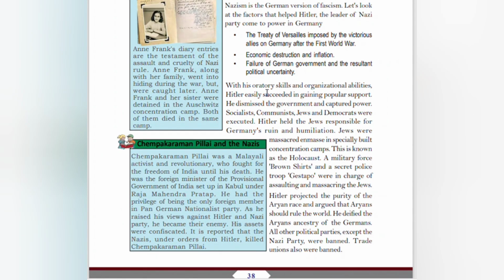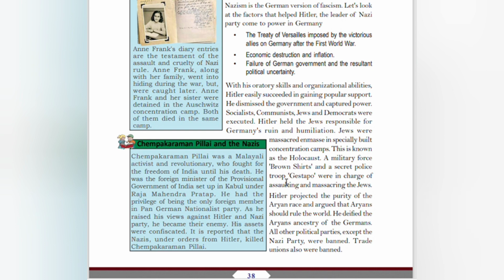With his oratory skills and organizational abilities, Hitler easily succeeded in gaining popular support. He dismissed the government and captured power. Socialists, communists, Jews, and democrats were executed. Hitler held the Jews responsible for Germany's ruin and humiliation. Jews were massacred en masse in specially built concentration camps. This was known as the Holocaust.